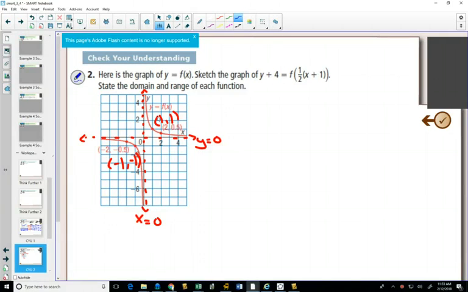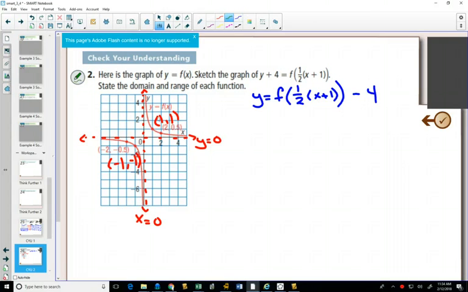And what we're going to do is we're going to look at the equation that we want to graph. Y plus 4 equals f of 1/2 x plus 1. We're going to rewrite this so the y is by itself by moving the 4 over to the other side.